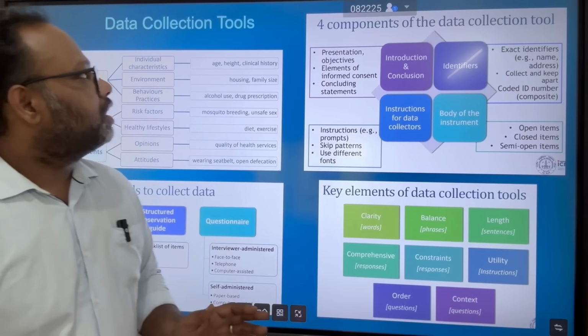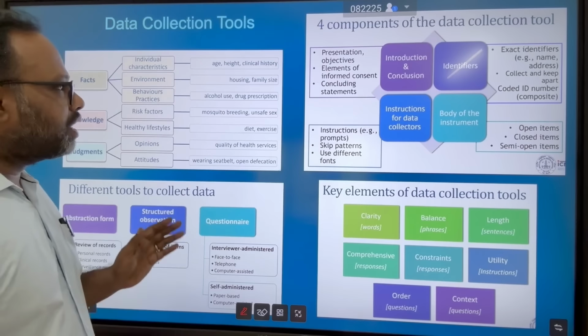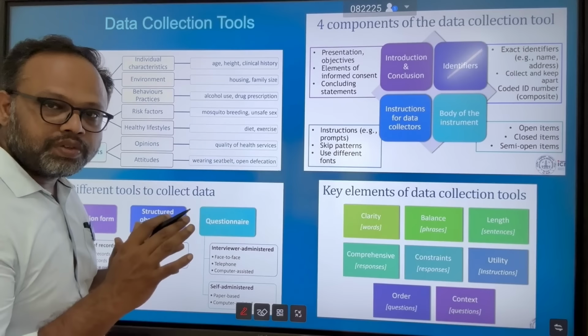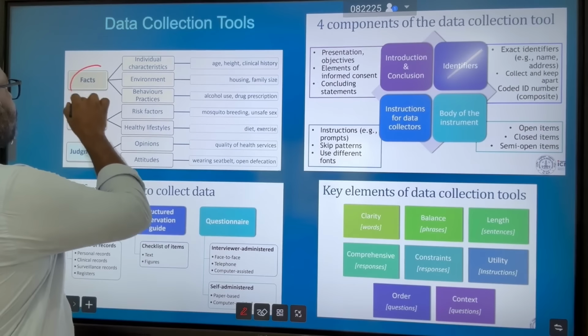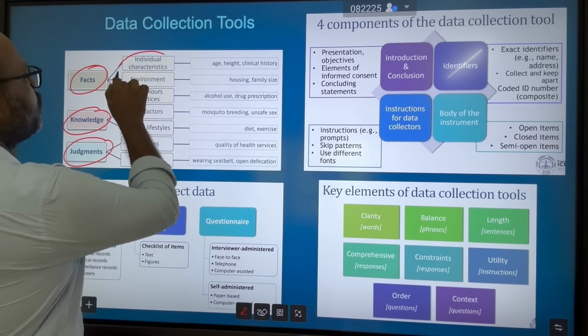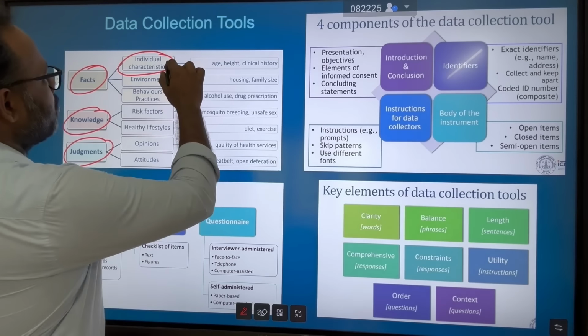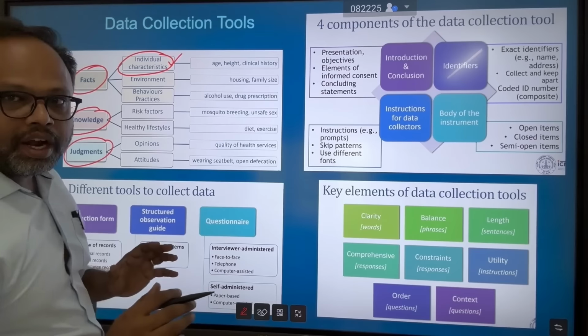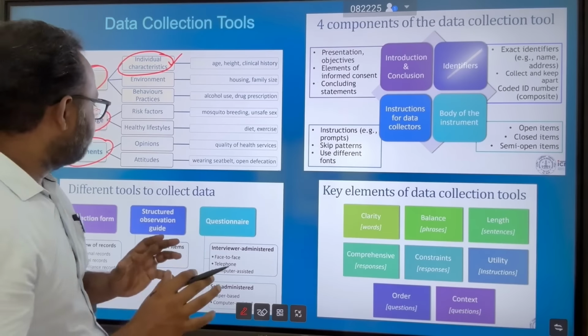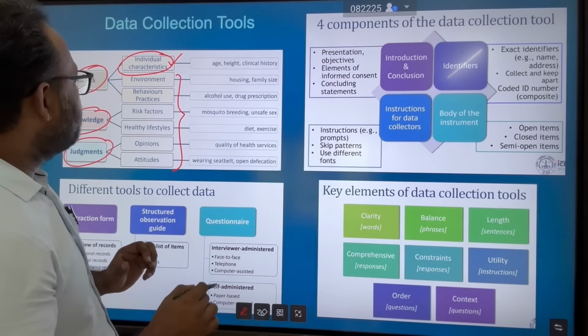Then we move on to the data collection tools. Here the key slides are presented. Most of the questions can be subdivided into facts. Most of the times it will be individual characteristics. In health research, majority of the data will be based on these individual characteristics. And if it is related to public health or community medicine, most of the details will be from this.